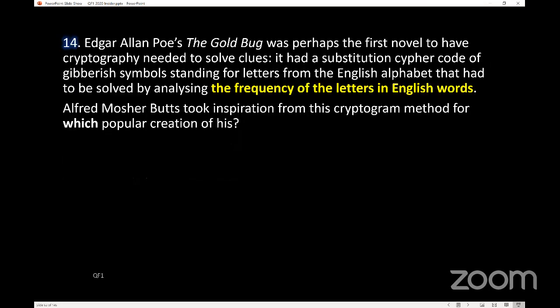Yeah, go on, Harish. Okay, so, question 14. Edgar Allan Poe's The Gold Bug was perhaps the first novel to have cryptography needed to solve clues. So, it had a substitution cipher code of gibberish symbols standing for letters from the English alphabet that had to be solved by analyzing the frequency of letters in the English words. So, Alfred Mosher Butts took inspiration from this cryptogram method for which popular creation office? So if you want a timeline, first half of 20th century.